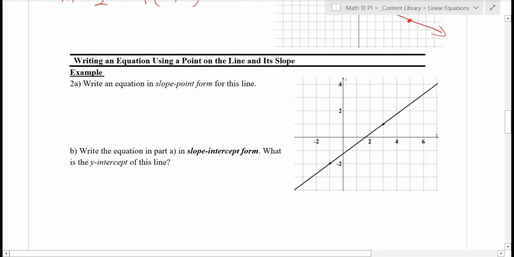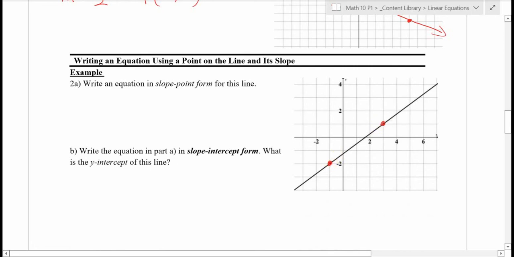Okay, so that was graphing, and now we are going to do the opposite. We're going to come up with the equation given the graph. It says write an equation in slope point form of this line. Well, we have 2 points that are given to us here. That's this one and that one.